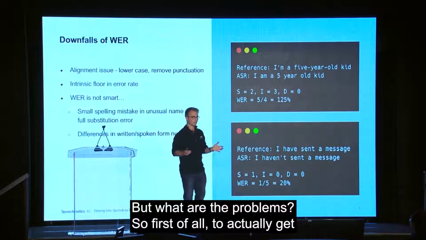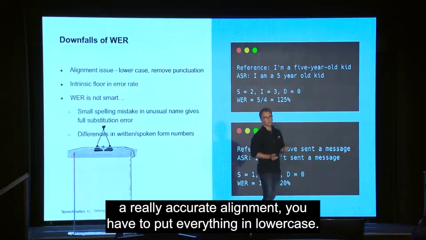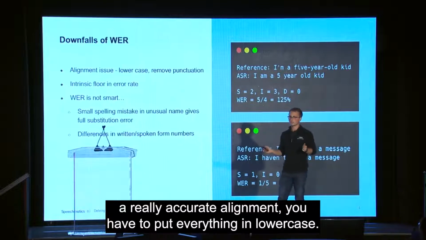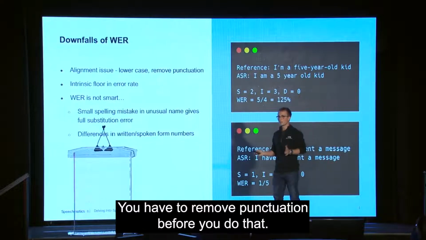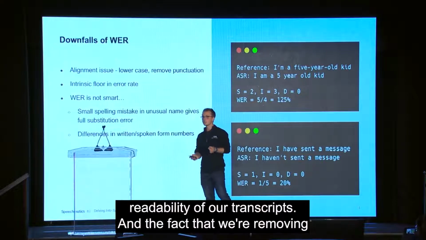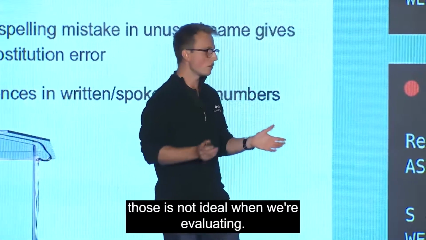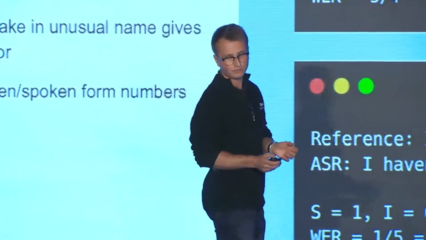But what are the problems? First of all, to actually get a really accurate alignment, you have to put everything in lowercase. You have to remove punctuation before you do that. And those things are really important for readability of our transcripts. The fact that we're removing those is not ideal when we're evaluating.